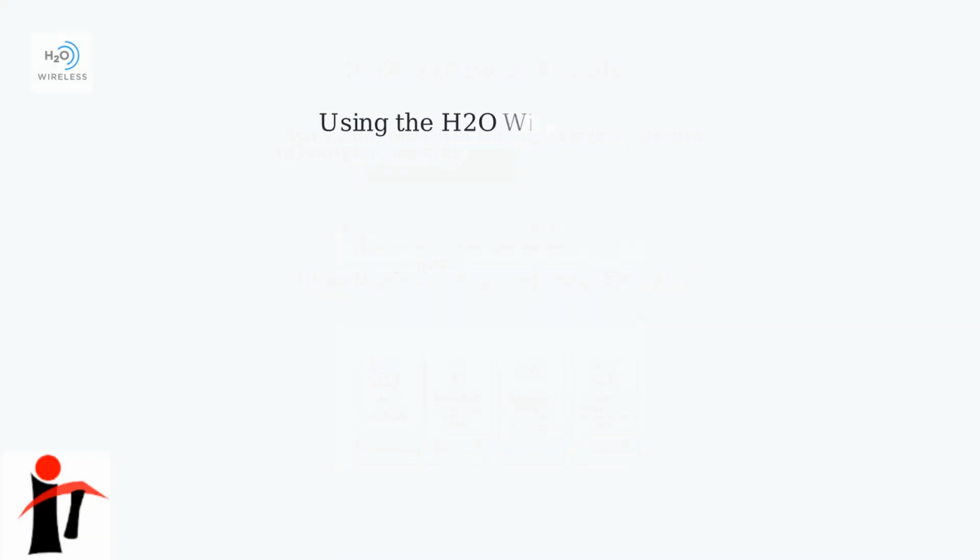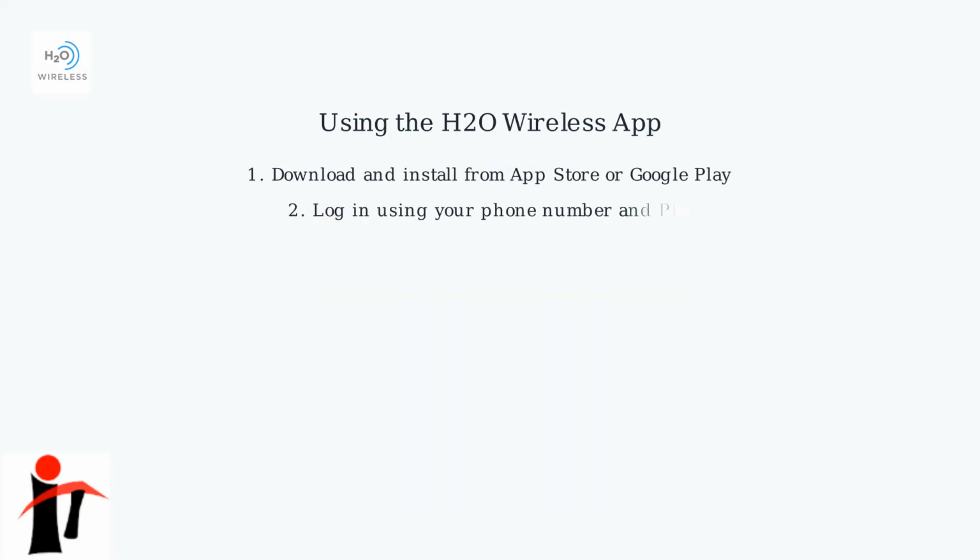To use the H2O Wireless app, first download and install it from the App Store or Google Play. Then log in using your phone number and PIN. The app's dashboard provides real-time balance updates, usage graphs, and low balance alerts.